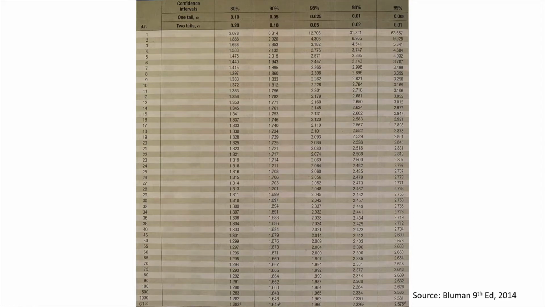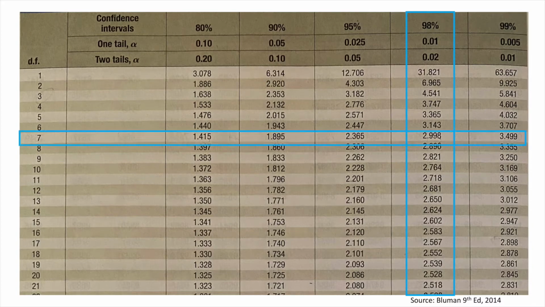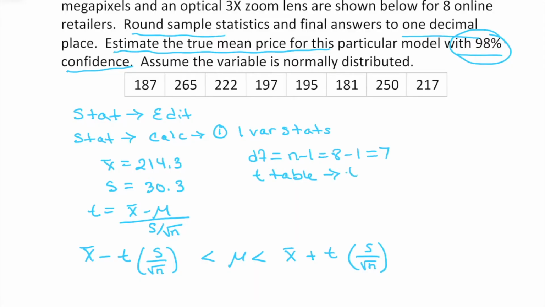We're going to zoom in on the area of the table that we need to look at. We're just looking at the top half here, and the problem is asking us for a 98% confidence interval. So we're looking at this column, and our degrees of freedom is 7, so we're looking at this row. Where that column and row intersect, we get a t-value of 2.998. That's the t-value that we use in our problem.